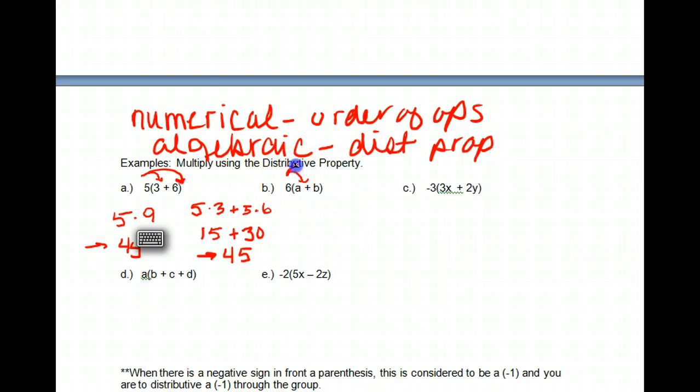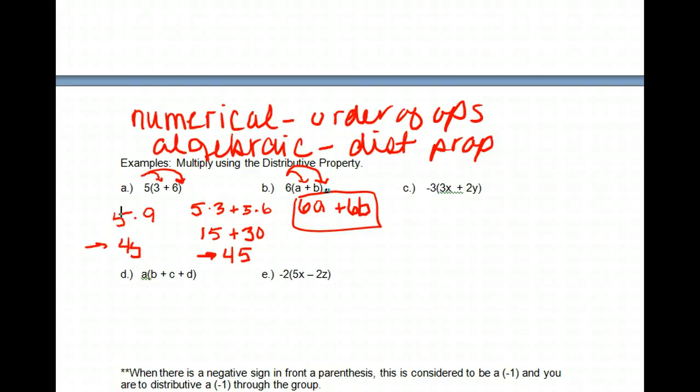So we will multiply 6 to each term inside that group of parentheses. So we'll have 6 times A to make 6A plus 6 times B to make 6B. Again, always check to see if you can combine like terms to simplify further, but in this case we cannot because they are still not like terms. So this is our final answer right there.